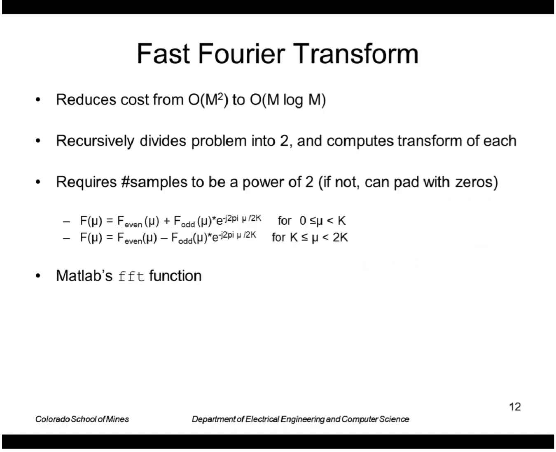So that transform is actually kind of expensive because it has 2 nested loops. So this is a faster way to do it. It's an algorithm called the fast Fourier transform. And I won't really cover it except to say it's the standard way of doing the Fourier transform. It's based on the idea of dividing the problem into 2 recursively and computing the transform of each. So that reduces the cost from M squared, where M is the number of samples, to M log M. So quite a savings it can be. And Matlab has a function to do that called FFT for fast Fourier transform.